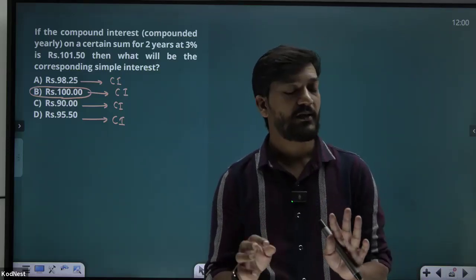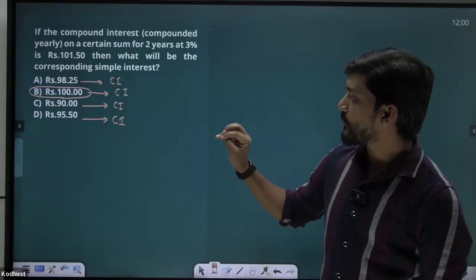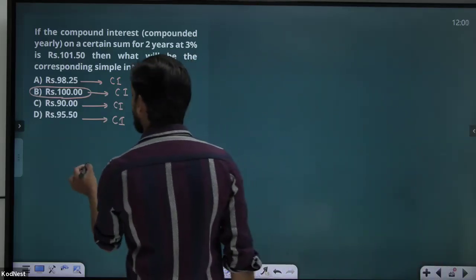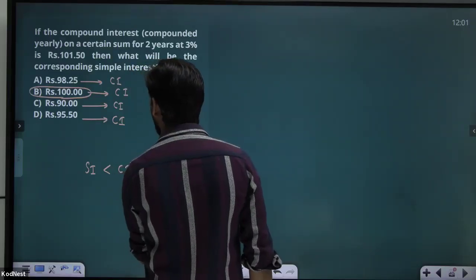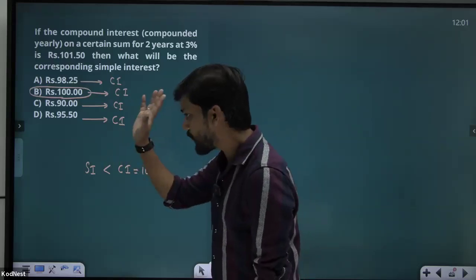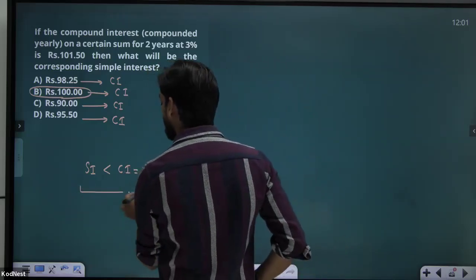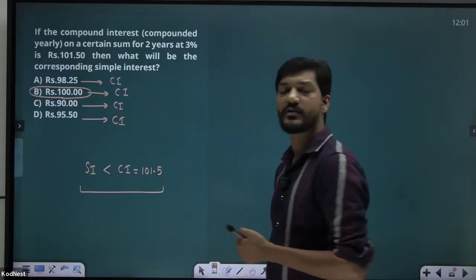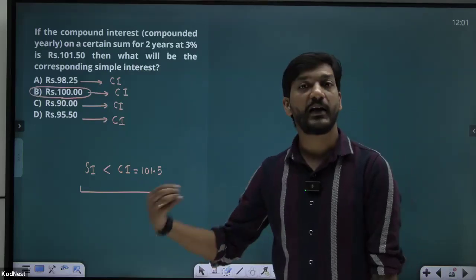But the point is, why will I take 100? Why will I not take option A, C, or D? So understand. The first thing is simple interest is always going to be less than compound interest. So 101.5 is the compound interest, and simple interest is going to be less than 101.5 for sure. But please answer carefully. Simple interest is going to be less, but how much? Will it be 50 rupees less? Will it be 100 rupees less? Will it be 80 rupees less?